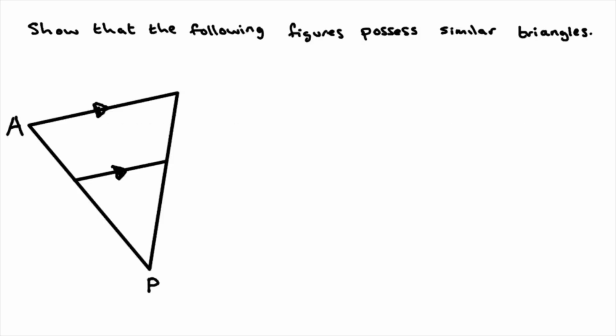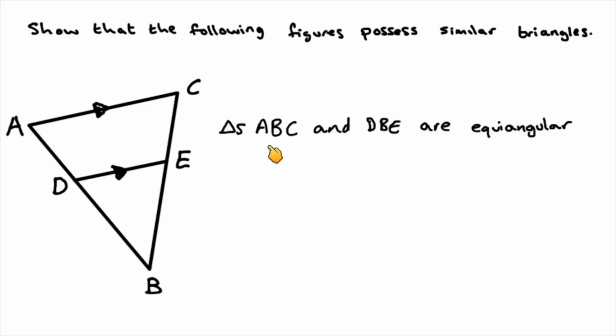Let's move on to an example. Show that the following figures possess similar triangles. So here we have a figure where we have two triangles and a set of parallel lines. Triangles ABC and DBE are equiangular. So we're looking at ABC and DBE.